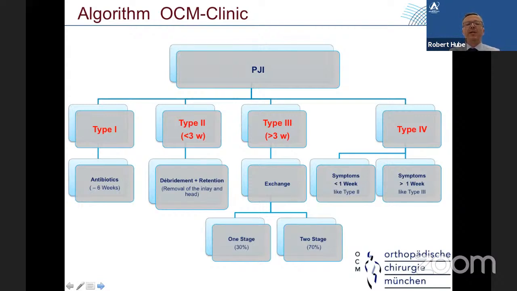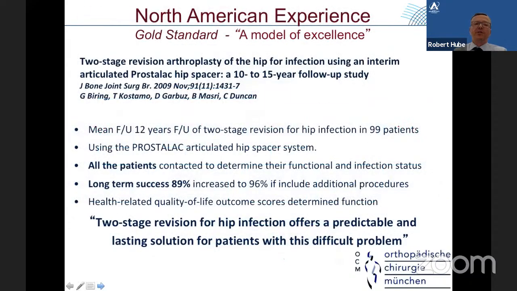Type 2, less than 3 weeks. Type 3, more than 3 weeks, exchange 1 stage or 2 stage. And now it's 1 stage 30% and 2 stage 70%. And hematogenous with symptoms less than 1 week, because typically here we have an acute situation in hematogenous infections, like type 2. Otherwise, if it's more than 1 week, because the results are much worse, we go for 1 or 2 stage. The North Epidemiologic field, the gold standard model of excellence, that is one from the Duncan, Murray and Duncan group.